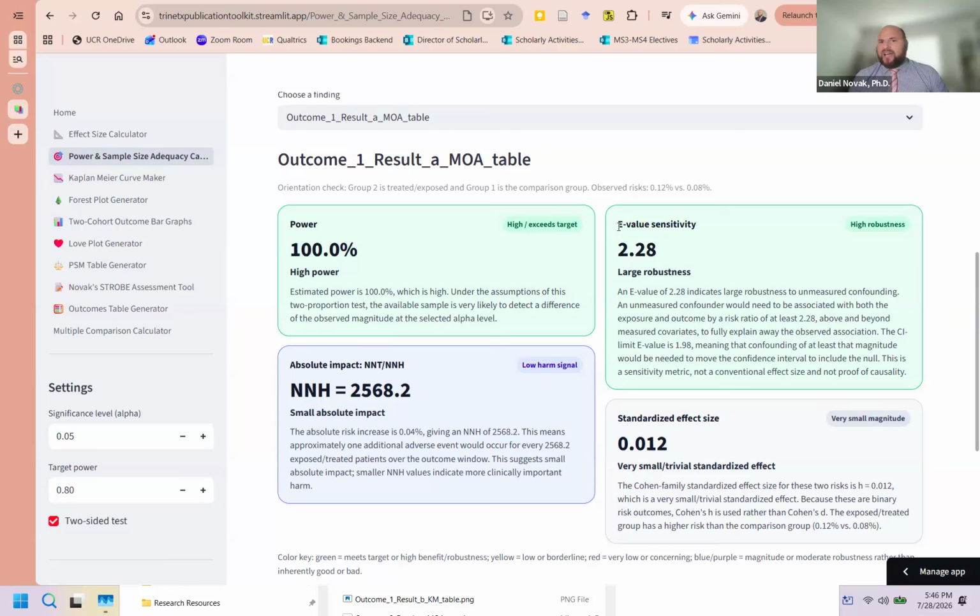The E-value sensitivity is a really useful number that can help you understand how strong an unmeasured confounder would have to be in order to unsettle your data. So that's a pretty useful tool that I think you can use.